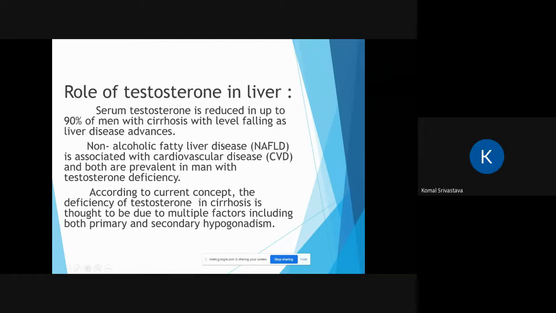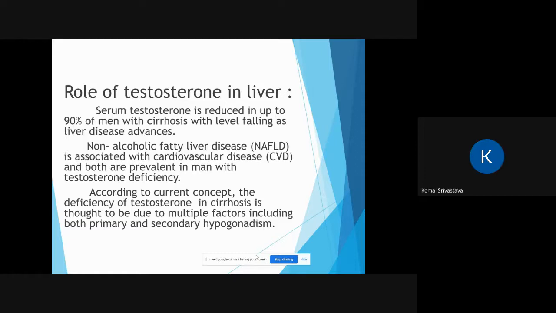I'll just read the point only over here. I gave one function, which was metabolism of steroid. It inactivates and excretes aldosterone, glucocorticoids, estrogen, progesterone, and testosterone. So anything in excess of any of these will cause health issues. That's why the liver has its role in excretion of excess amounts of all these hormones.